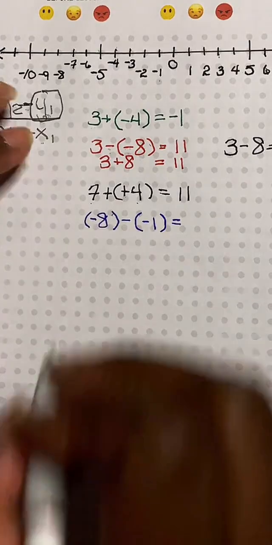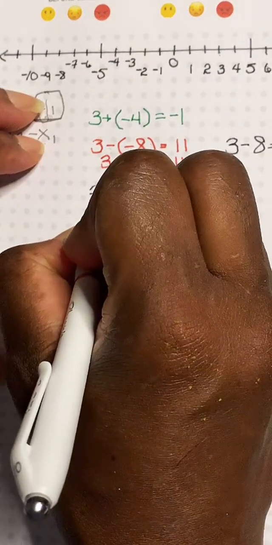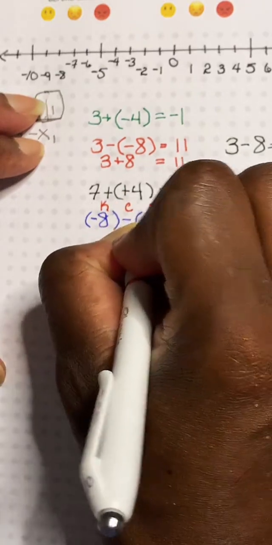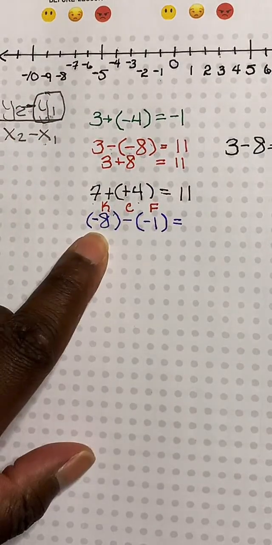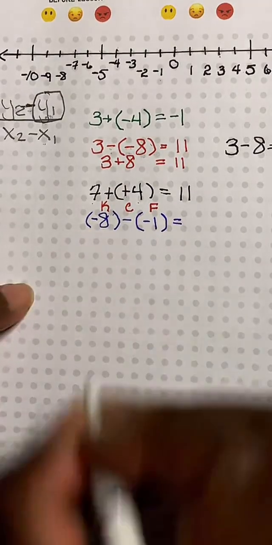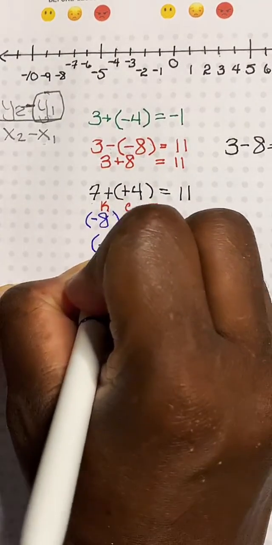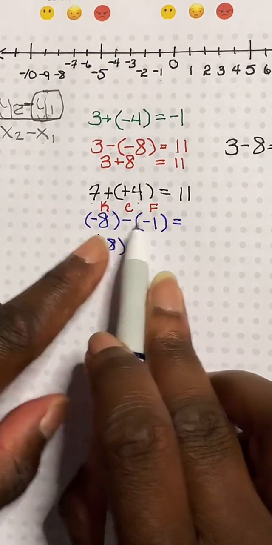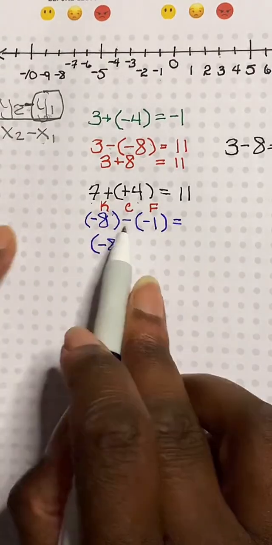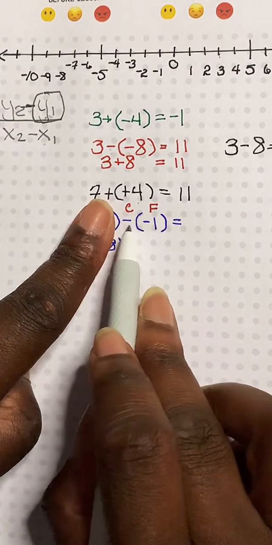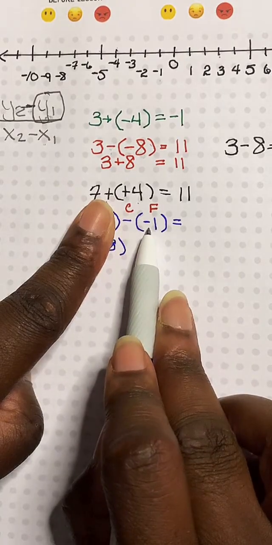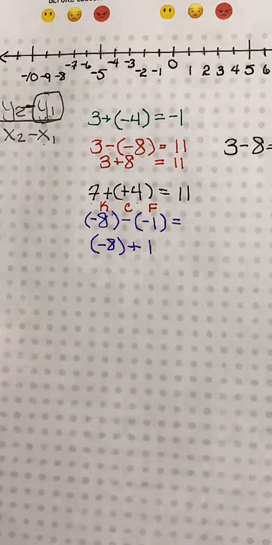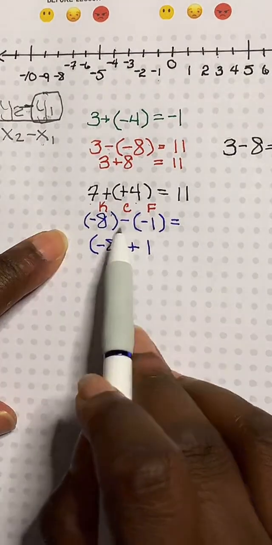Remember back in the day, like maybe about a month ago, we have something called keep, change, flip. Okay? We're not doing anything to that -8. That -8 stays exactly the same. But when you minus a negative, it's going to the right, not to the left. You don't change everything. You just change that minus sign and this -1. So this turns into a +1.